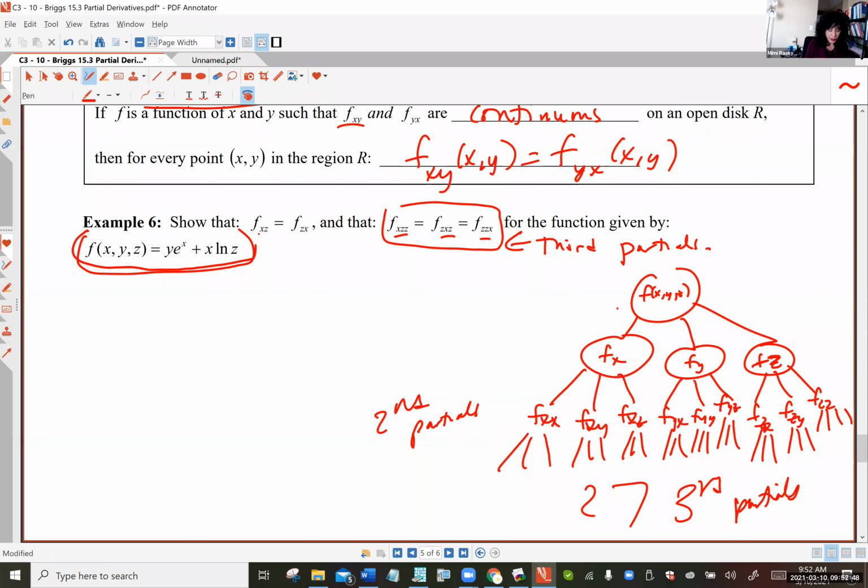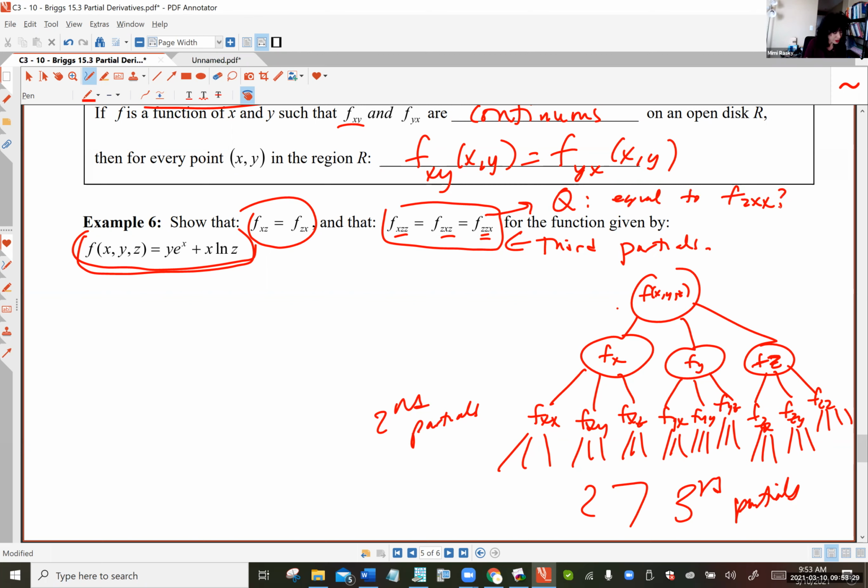Here's the function of 3 variables. They want us to do 2 little mini proofs. First, show that these mixed partials are equivalent, that fxz is going to give you the same thing as fzx. Okay, that's not too hard. And then we're going to show that fxzz is the same as fzxz, which is the same as fzzx. So those guys are going to end up being the same. Now, let's try and do this, and then we'll try to answer a question. Would those be equal to fzxx? We'll discuss that in a moment.